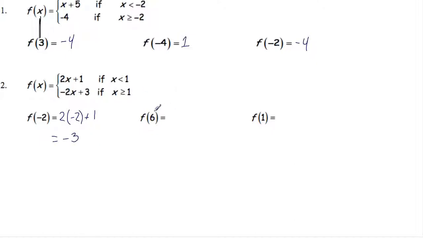When x is 6, because that's greater than or equal to 1, we plug it into the bottom function. So we get negative 2 times 6 plus 3. Negative 2 times 6 is negative 12, plus 3 is negative 9. And then finally, f of 1, again, that's equal to 1. So we plug it into the bottom equation. So we get negative 2 times 1 plus 3. So we get negative 2 plus 3, which equals 1.